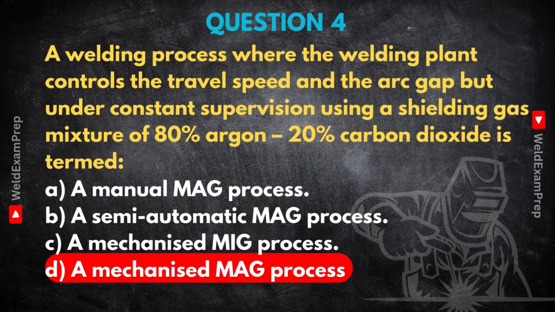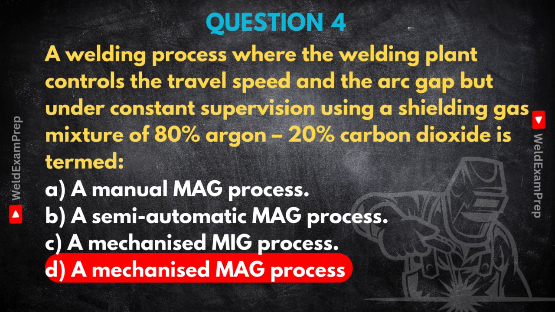All right, clue 2. Shielding gas mixture of 80% argon, 20% carbon dioxide. This mix, especially the CO2 part, makes it an active gas mixture. Carbon dioxide reacts with the weld pool. It's not inert. Active gas means metal active gas welding, or MAG. If it was metal inert gas, MIG, you'd expect 100% argon, or maybe an argon-helium mix, something that doesn't react.